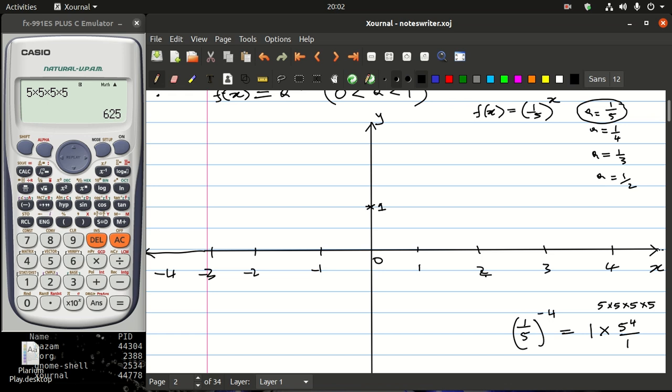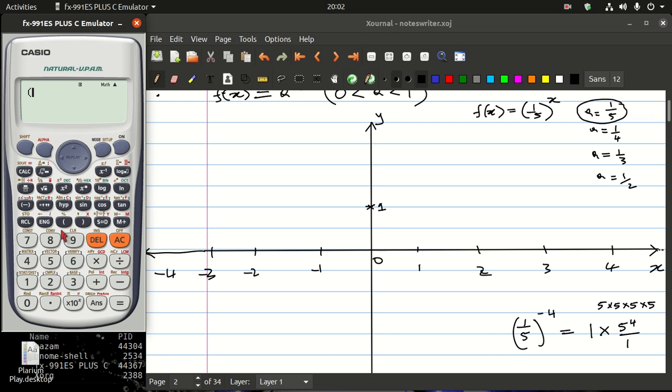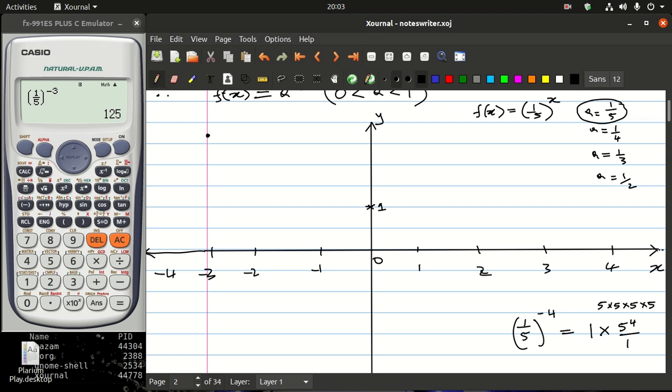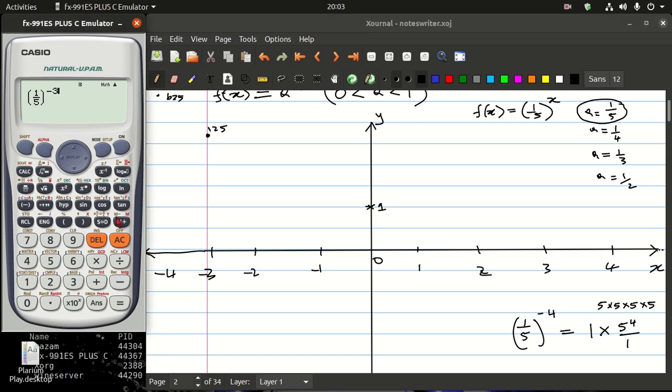And then if we plug in minus 3, so you're going to have 1 over 5, and then you raise it to the exponent minus 3, so you're gonna get 125. 125 is a little bit below, so I can just say somewhere there. So this one is 625, this is 125, and then next we just look at minus 2.